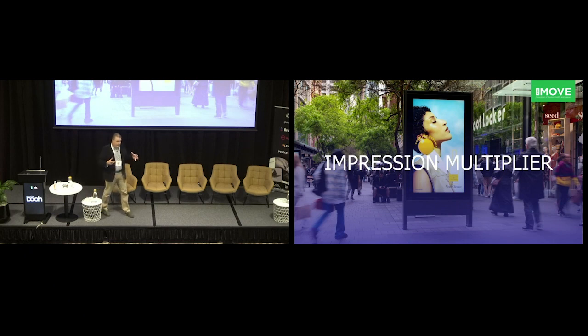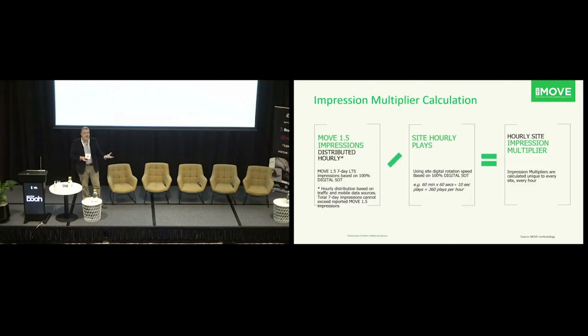Impression multiplier is important. I think everyone here would be aware that out-of-home is one-to-many. When you're in front of it, when an ad plays, there may be more than one person in front of the screen. So to calculate how many people are in front of the screen, we've put together a formula which you can see on the screen at the moment. On this screen, we're using Move 1.5's 100% LTS impressions, which means all the impressions that are available on the screen that week.